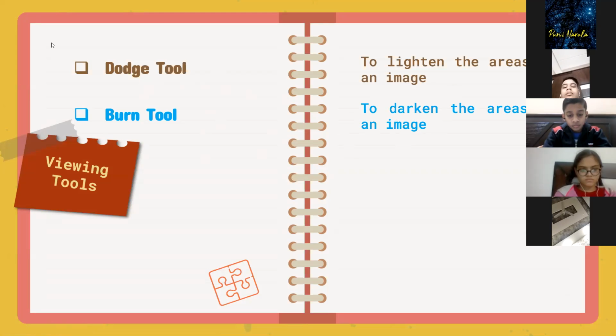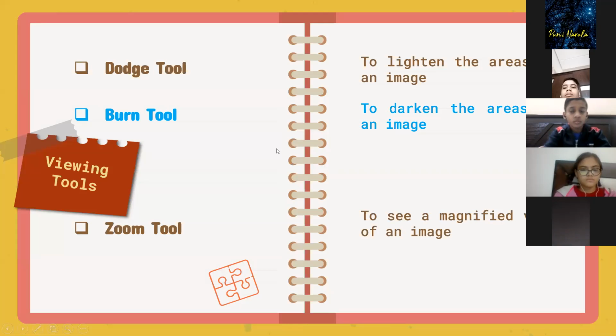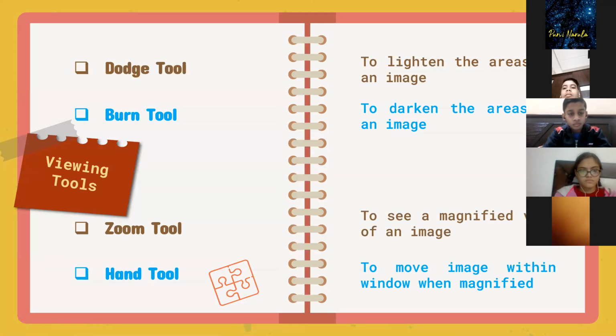Next, two viewing tools are given in this chapter. All these tools were the painting tools that can be used for artwork and retouching. Next are your viewing tools. One is the zoom tool, to see the magnified view of the image. Second is the hand tool, to move the image when it is magnified. When the picture is of big size, we cannot view the whole picture on one screen, so we can move it around by using the hand tool.